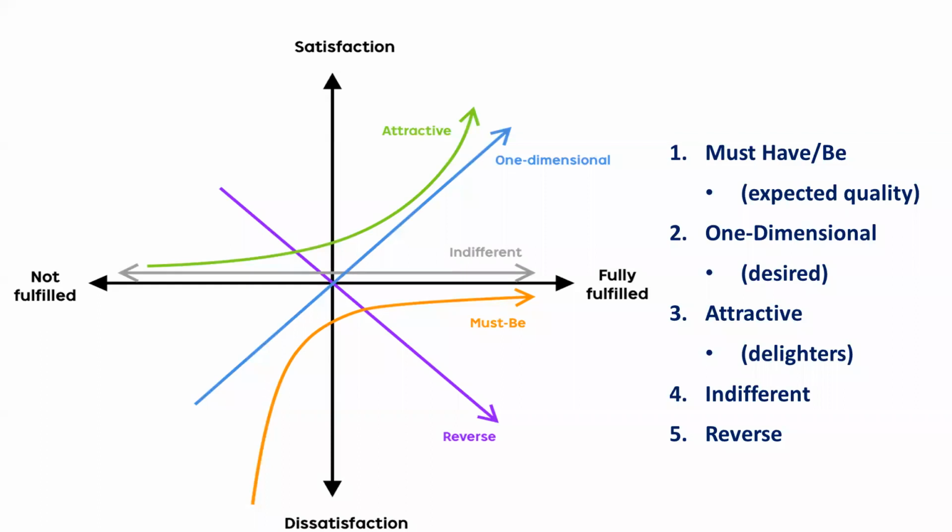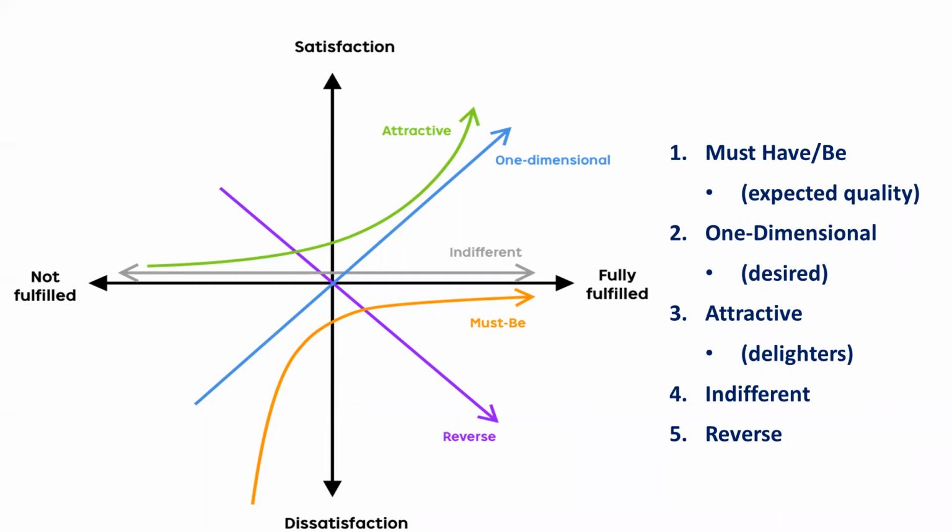I would invite you to type some examples of must-have characteristics, one-dimensional characteristics, delighters that you have seen when you're consuming or using some product or service, and some indifferent and reverse characteristics in the discussion section below, which will help me understand whether you understood this concept or not. Now let us understand how I identify a project using this Kano model.